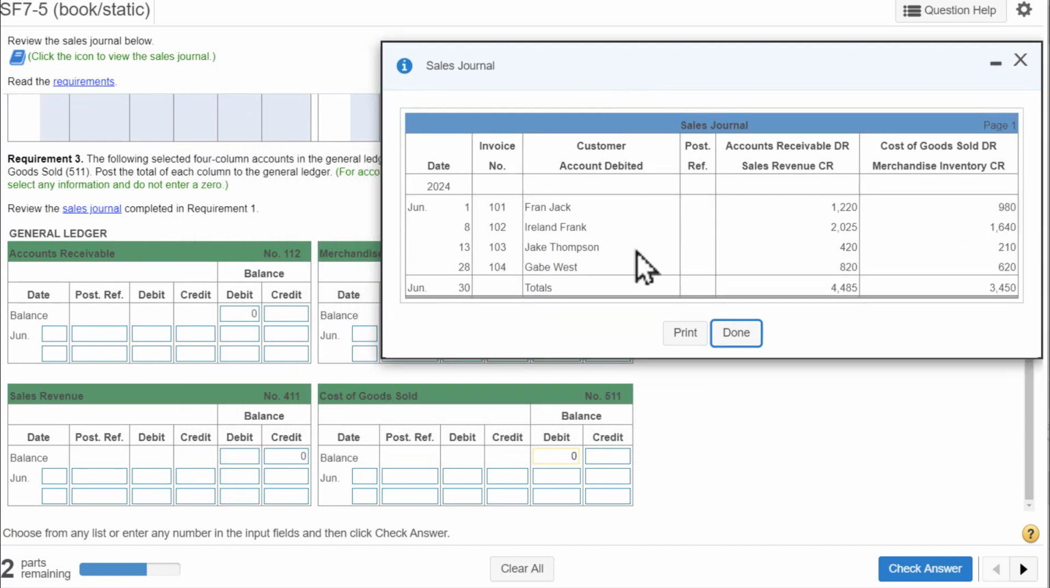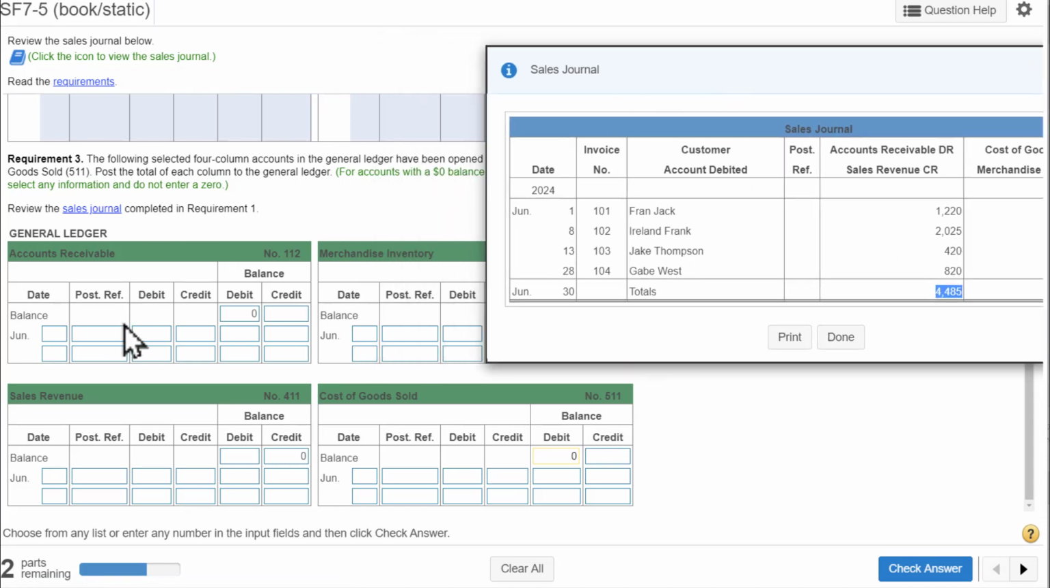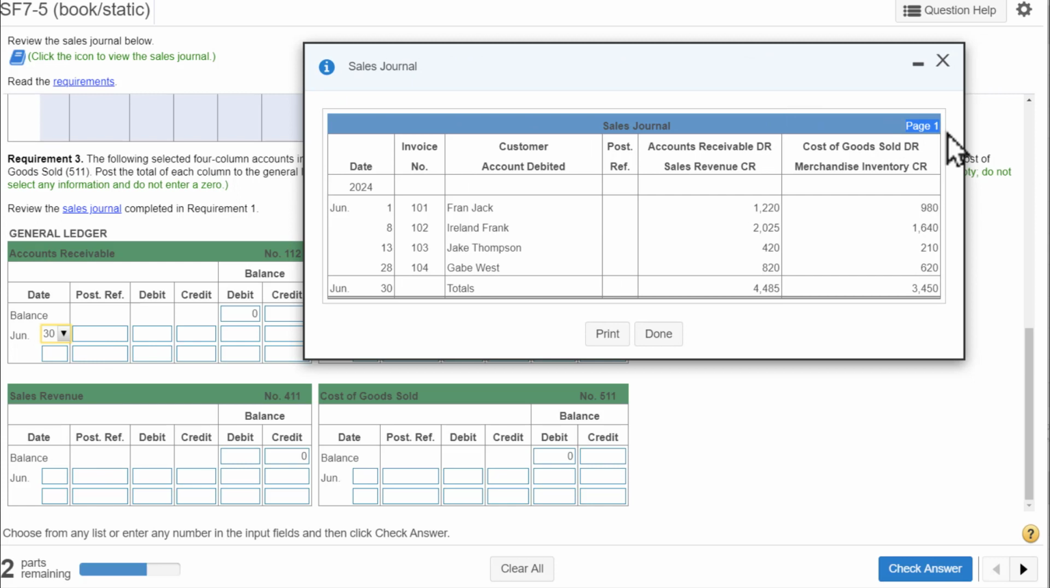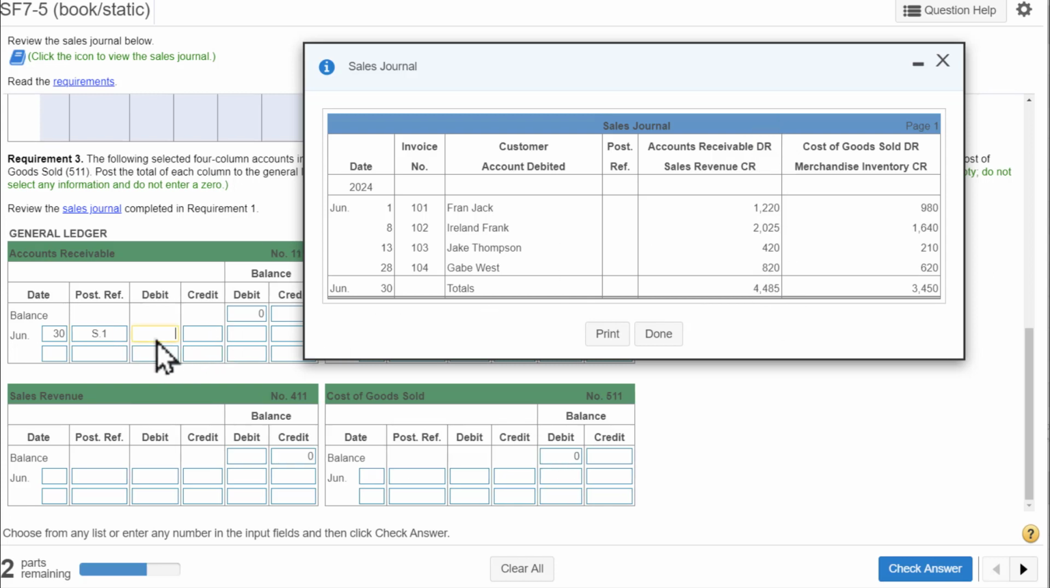Here's what we're going to do. We're going to post the totals from left to right. So starting at the left, here's my first total. 44.85 is going to be posted to AR as a debit. So I'm just going to copy and paste 44.85. Here's AR. Now these totals get posted at the end of the month, so I'm going to put June 30th. Posting reference came from the sales journal, page 1. And notice this 44.85 is a debit, so I'm going to post it as a debit.